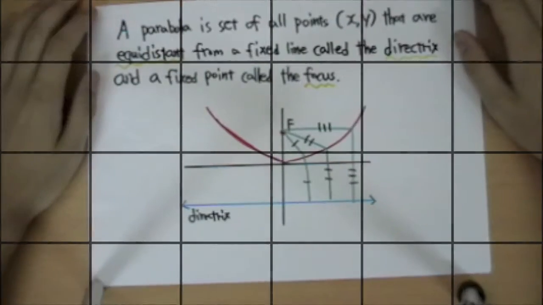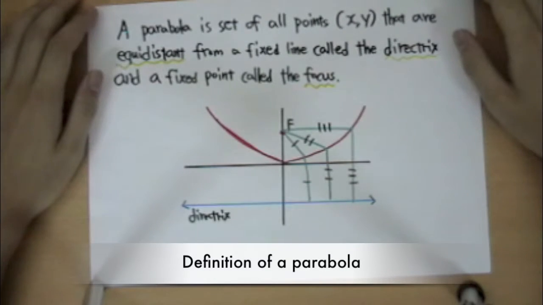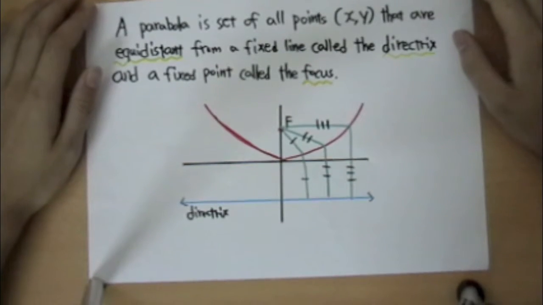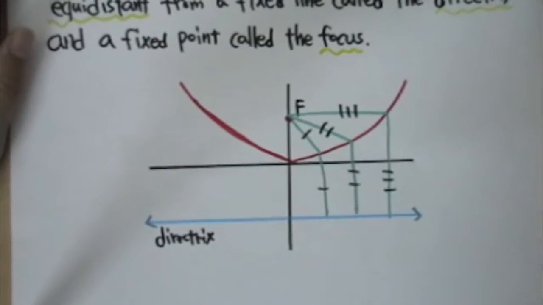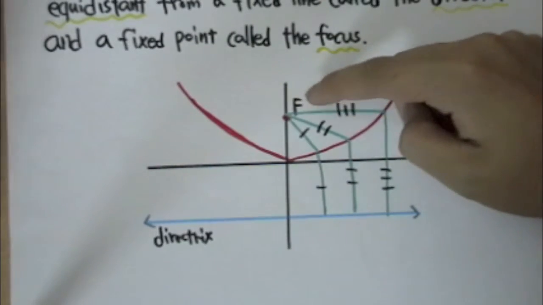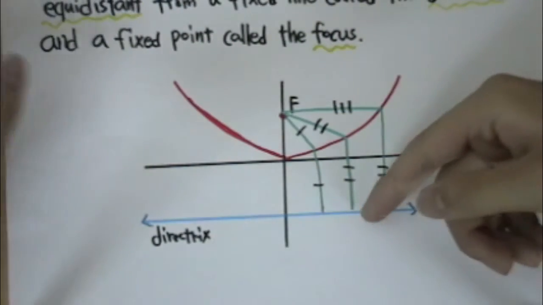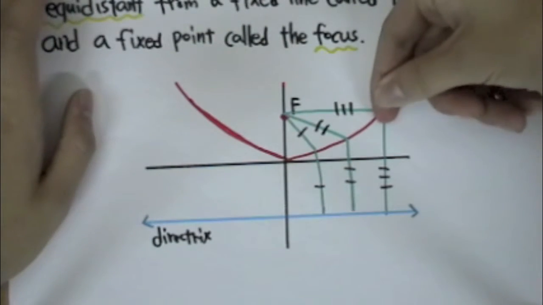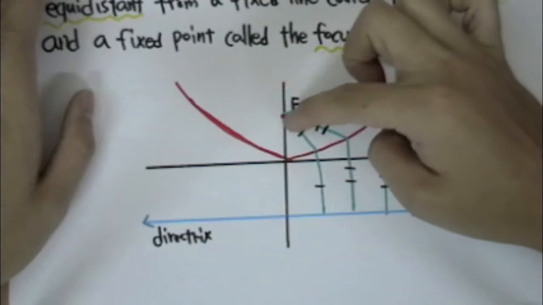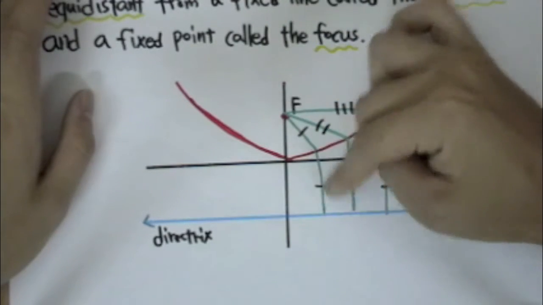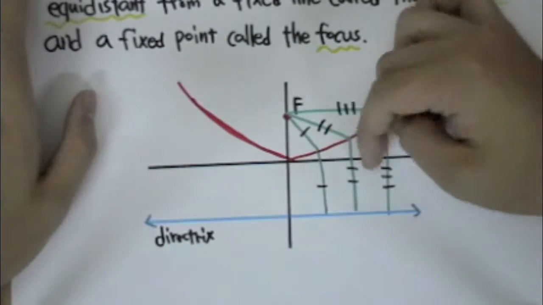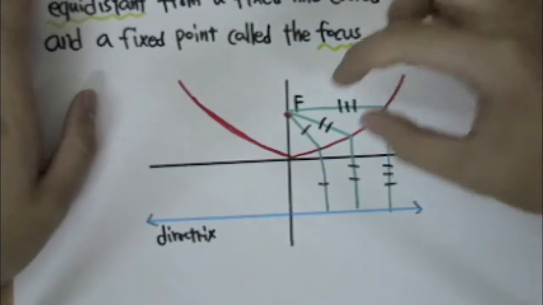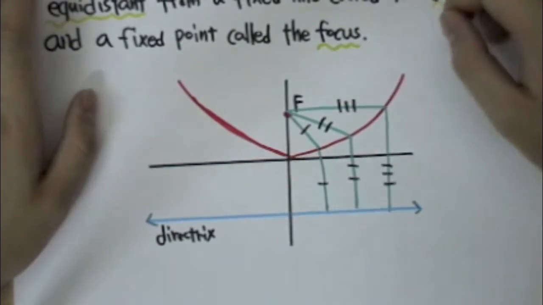A parabola is the set of all points x and y that are equidistant from a fixed line called the directrix and a fixed point called the focus. So here's the focus. This F stands for focus. This blue line is the directrix. This yellow shape is called the parabola. And as you can see, this segment and this one are equidistant, which means the lengths of these segments are the same. Same here, same here.